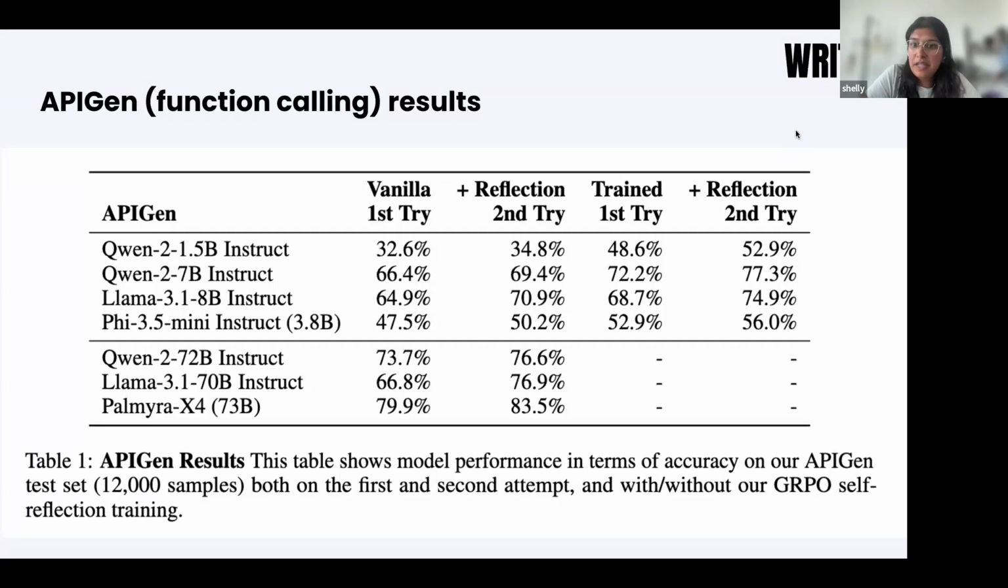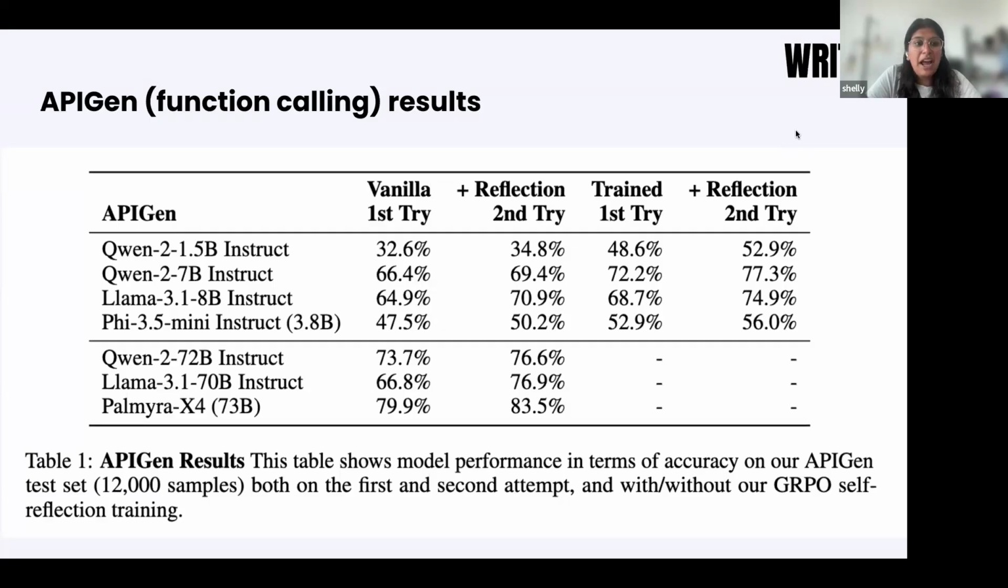And we see pretty immediate performance gains both on pass at one, so trained first try, and then also if you give it a prompt and a retry, you see even more of a performance jump. So the bottom half of the table is our baseline. The way that we wanted to think about this was how effective can we be at bringing small models up to the performance of large models.